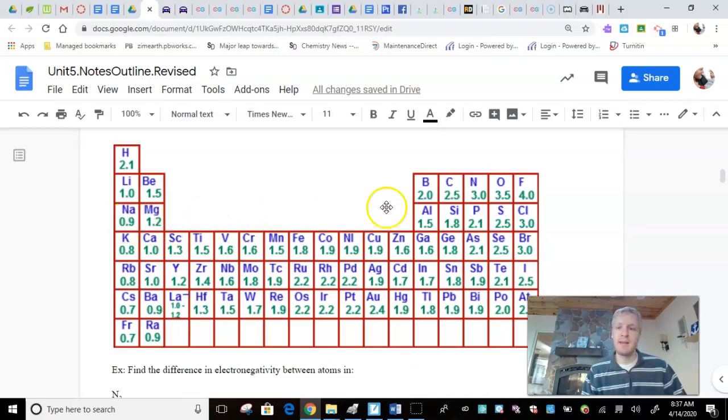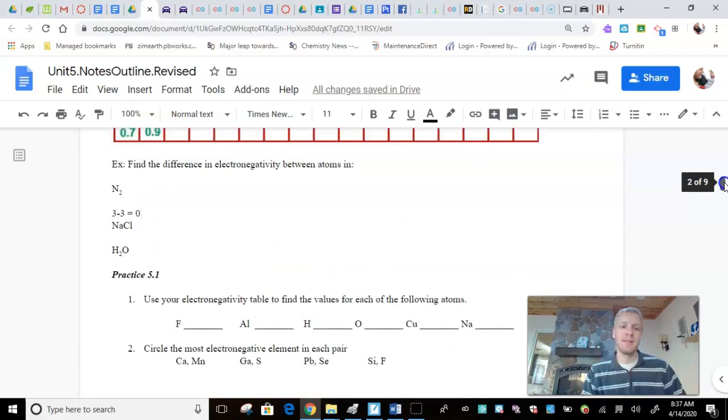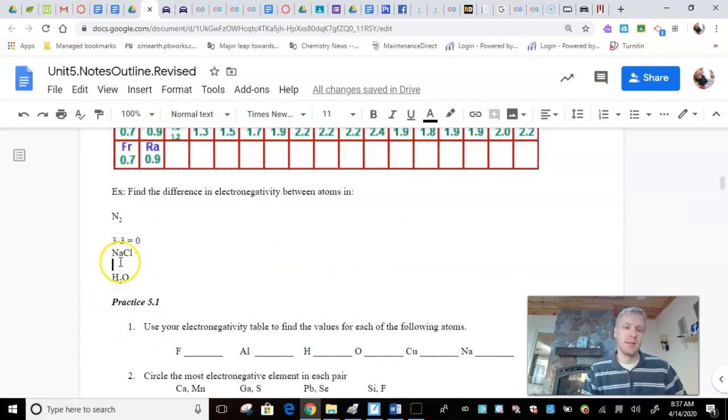Sodium is 0.9, chlorine is 3. I always take biggest minus smallest. So 3 minus 0.9 equals, I'm thinking 2.1 if I did my math right. 2.1, which would be in the ionic range. Anything above 1.6 is ionic. And if it's below 1.6, it's covalent.